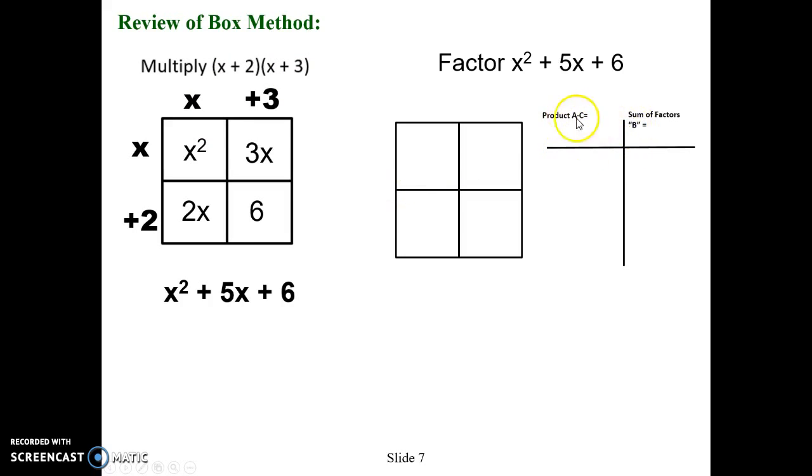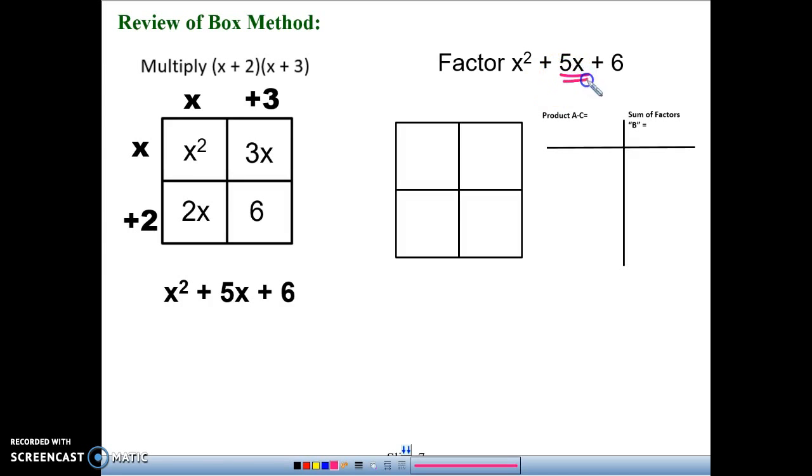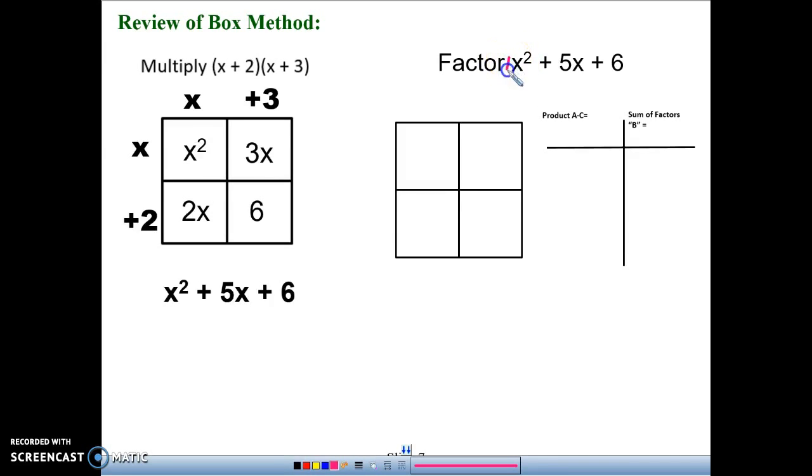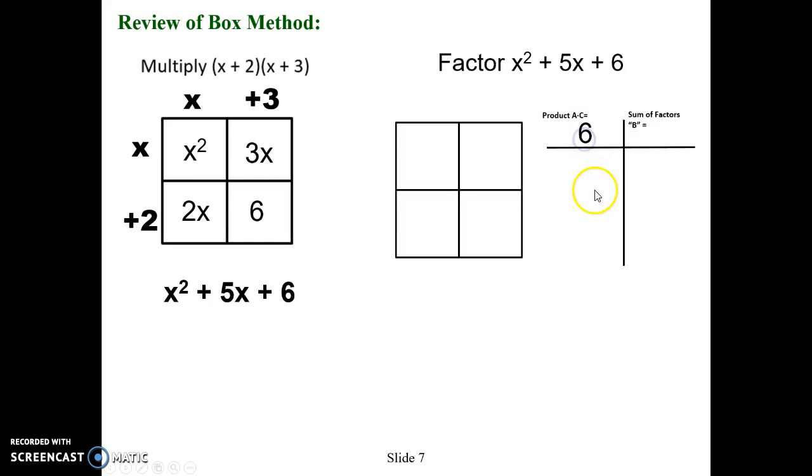I'm going to use this AC method to figure out how do I bust down 5x to get those two factors that I need so this whole thing works. Okay, so a times c, well my a here is 1. 1 times 6 is 6, so 6 goes right here. Your b term, your 5, goes here. I'm looking for two numbers that multiply together to give me 6, but they add up to 5.